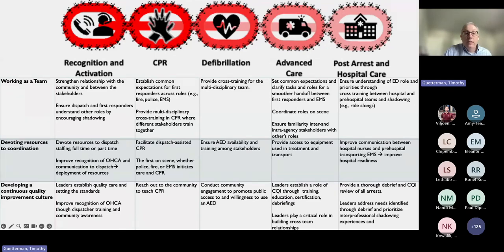So working as a team was important. Devoting resources to coordination was important. So the high performers really put a lot of effort into thinking about how do we get this team to work together as really a high performing team, as opposed to just a bunch of different entities who come together. And then developing a culture of continuous quality improvement.